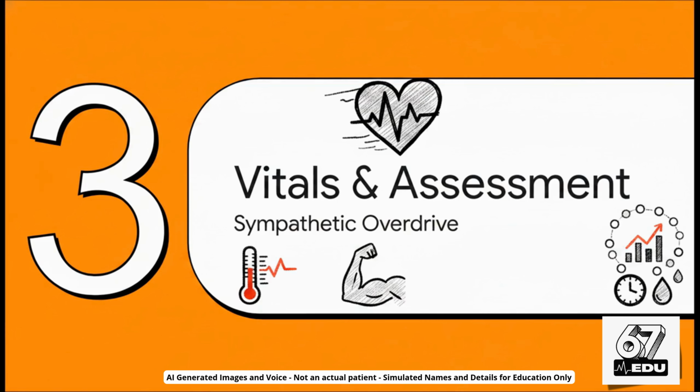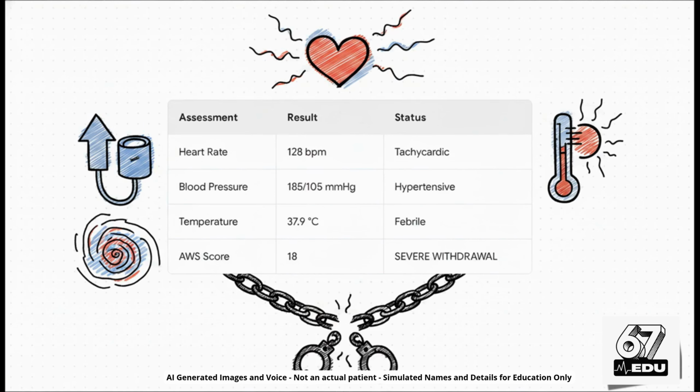Which brings us to Section 3, Vital Signs and Assessment. Okay, the physical symptoms are one thing, but let's look at the hard data driving our clinical picture to see just how much strain his body is under. The severe sympathetic overactivity here is just glaring. Douglas's nervous system is in complete overdrive. He's highly tachycardic with a heart rate of 128 beats per minute. His blood pressure has surged to a hypertensive 185/105. He's febrile at 37.9 degrees Celsius. Put it all together, and these numbers mathematically confirm a state of severe withdrawal, perfectly lining up with that AWS score of 18.